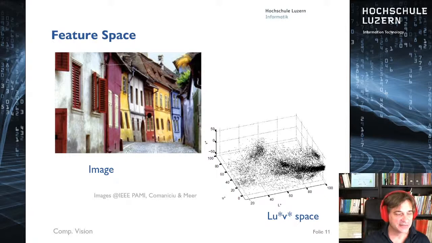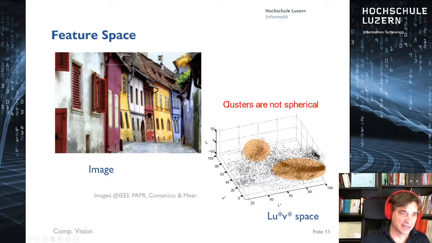The problem here is a bit, if we convert this image to a color space, here we use the LUV space, then some of the clusters look okay, like this one here, but other clusters that could be together here, they look not very spherical at all, and so it's a question if the k-means algorithm would work well for that.